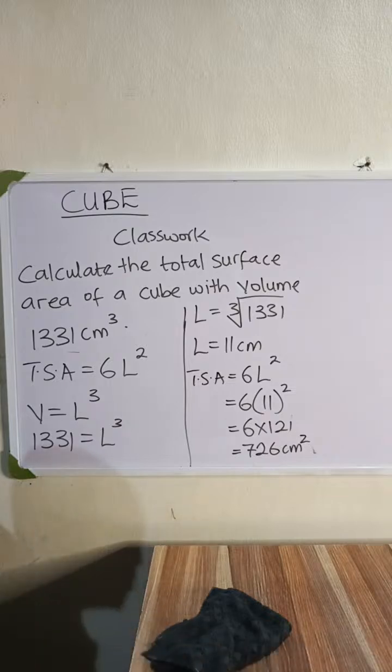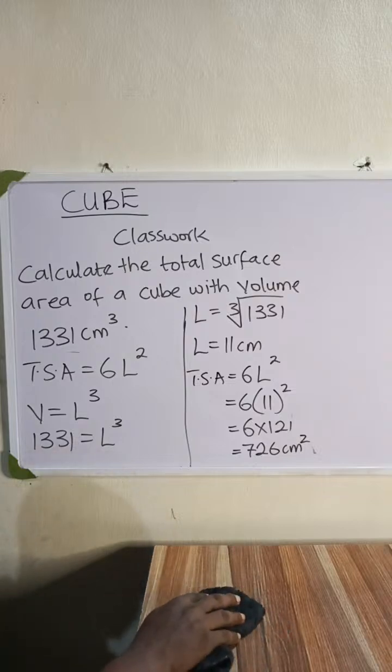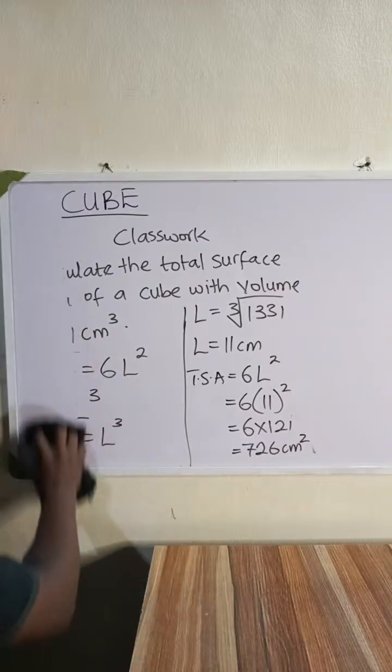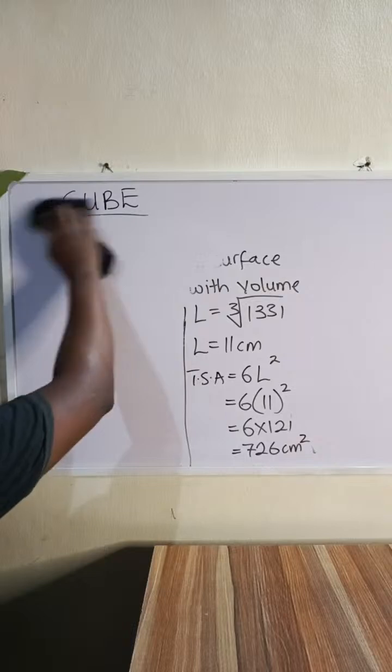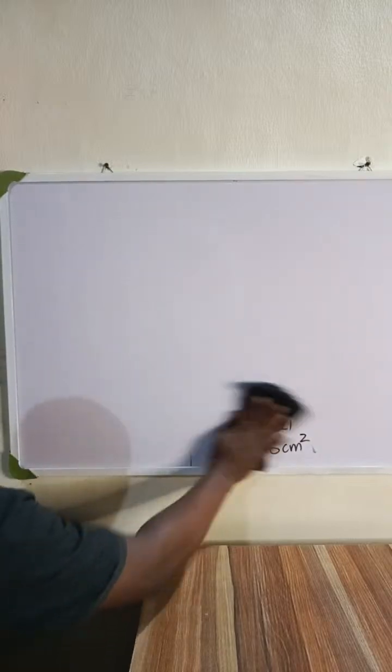Okay, so we've looked at cube. The next thing we're going to look at is cylinder. Let's look at cylinder. Don't know if we have enough time for that. Let's try as much as possible. Let's look at that for cylinder.